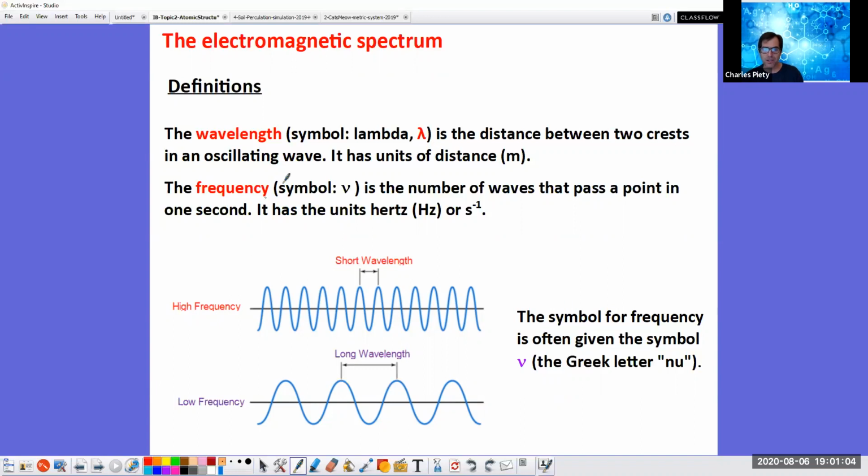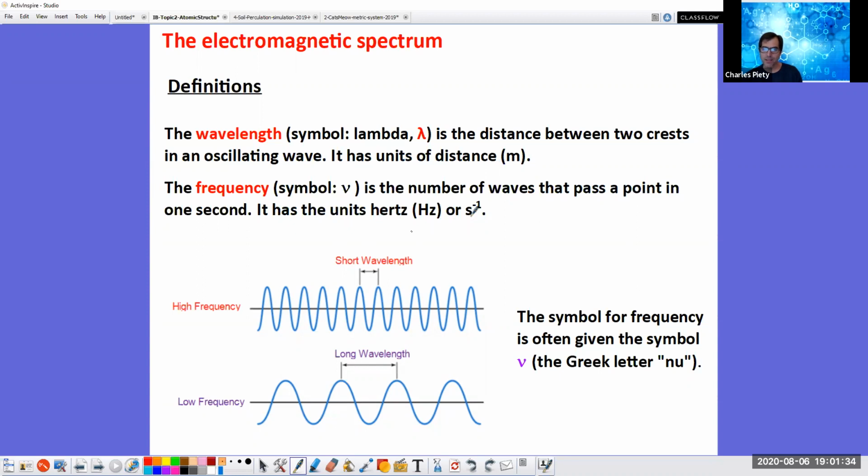Many things in nature oscillate. The sun coming up and going down, the earth oscillates around the sun, all kinds of things, tides, right? So, and it has units of meters. It's a distance. The frequency, which is the Greek symbol nu, is the number of waves that pass a point in 1 second.